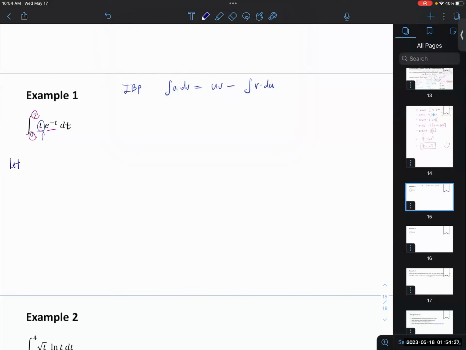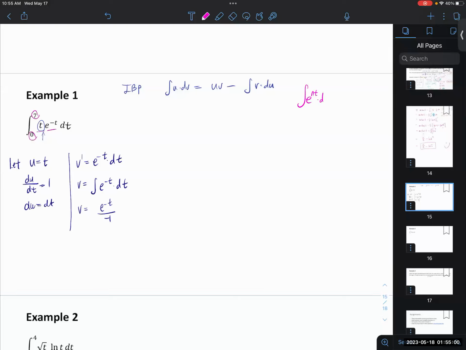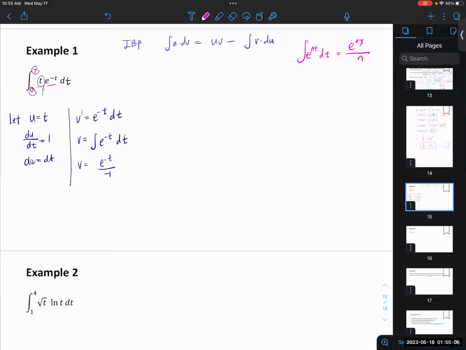So let u equal t. So du over dt is 1. So du will be dt. So we have all the information by taking the derivative. dv is already e to the negative t dt. So by taking the integral, you can find out the v. You're going to keep the e to the negative t and then divide by negative 1. That's what you need to remember from here. The integral of e to the nt dt, you keep it and divide by n. So that's what I did. So we have all the information by taking the derivative and taking the integral.